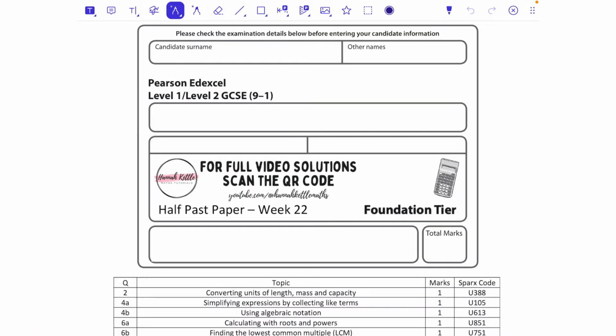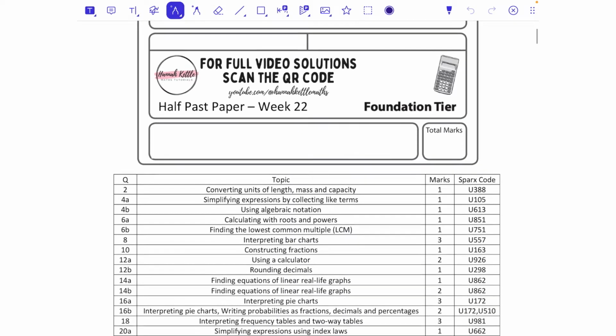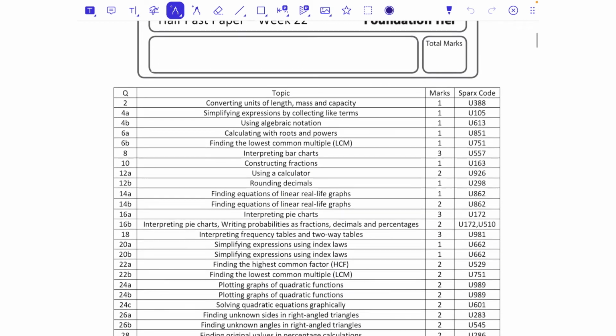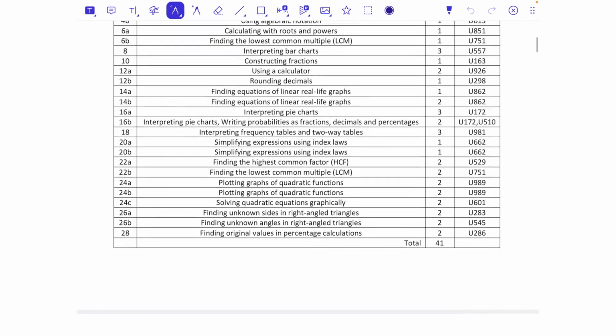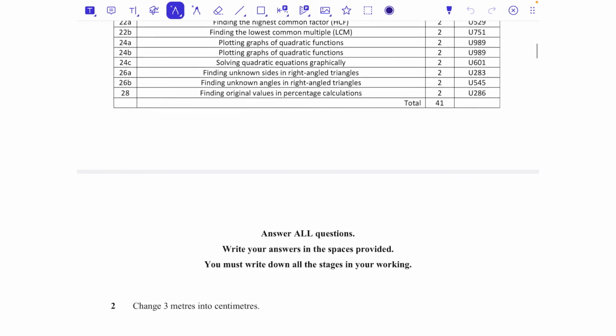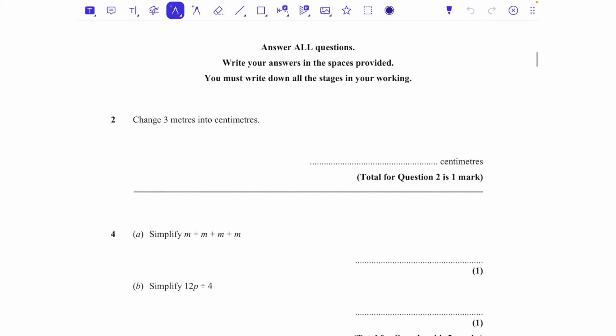This is half past paper week 22 for foundation. So calculator paper again this week. This is all the even numbers. We did the odd numbers of this paper last week. So even numbers this week. And these are all of the topics that we're going to be covering on today's paper. 41 marks in total. It was 39 last week, making 80 in total for the past paper.